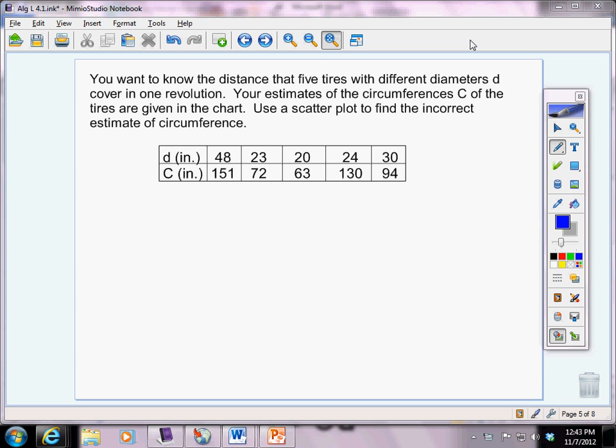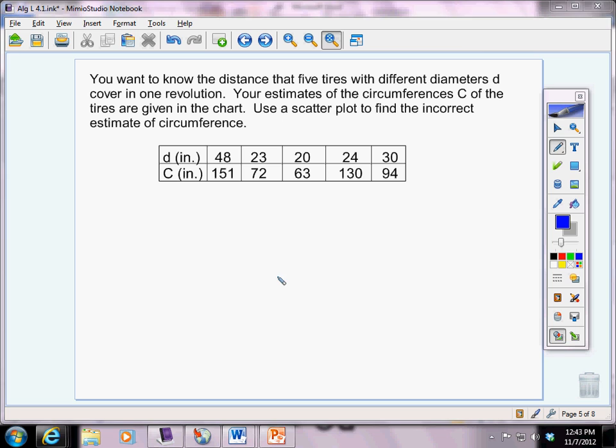So let's look at this example. It says you want to know the distance that 5 tires with different diameters, d, cover in one revolution. So how much distance they cover every time they go around once. Your estimates of the circumference, c, that would be the distance around the tire, are given in the chart. Use a scatter plot to find the incorrect estimate of the circumference.